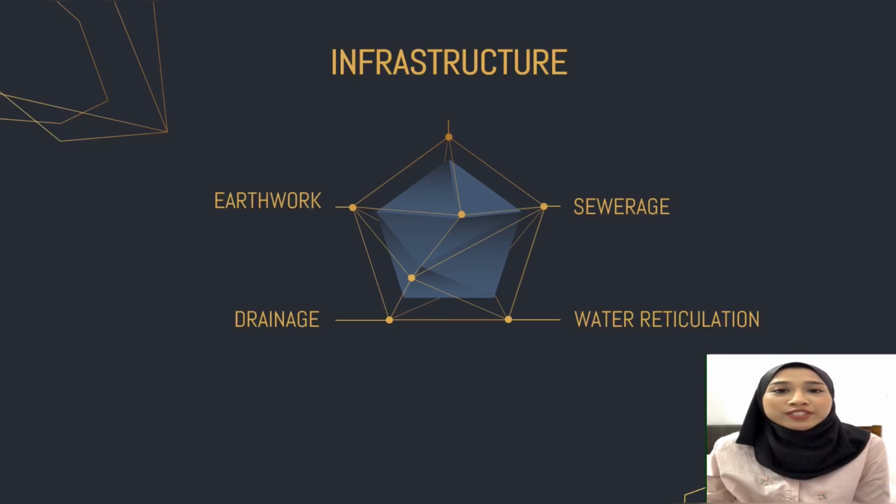Okay, now we are going to look at the infrastructure part. For infrastructure, we have earthwork, drainage, sewerage, and also water reticulation. For this slide, we are going to focus more on sewerage. For the design, we refer to the Malaysian Sewerage Industry Guideline (MSIG) and the Malaysian Standard Code of Practice.